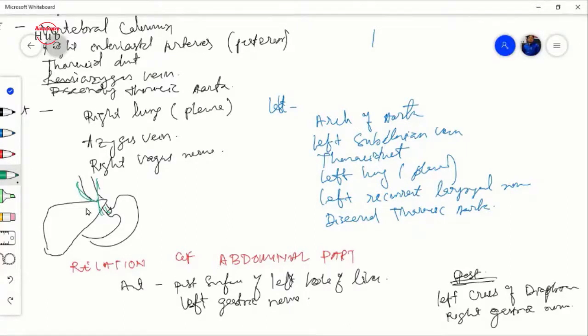So this abdominal part of the esophagus is the shortest, that means near about 1 to 2 cm long. Okay, and this is the only part that is actually covered by the peritoneum. Okay, that's why here you will find the serous membrane.